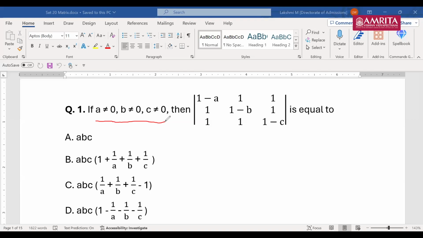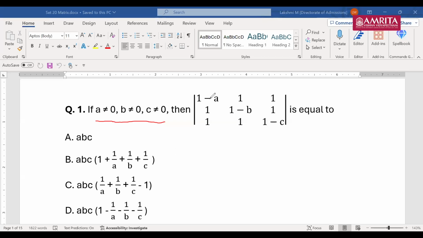Today's questions are mostly the important type of questions, or the same type of questions that come in the examination. Given that A is not equal to 0, B is not equal to 0, C is not equal to 0, the determinant of 1 minus A, 1, 1, 1, 1 minus B, 1, 1, 1, 1 minus C is equal to: ABC into 1 plus 1 by A plus 1 by B plus 1 by C, ABC into 1 by A plus 1 by B plus 1 by C minus 1, ABC into 1 minus 1 by A minus 1 by B minus 1 by C.